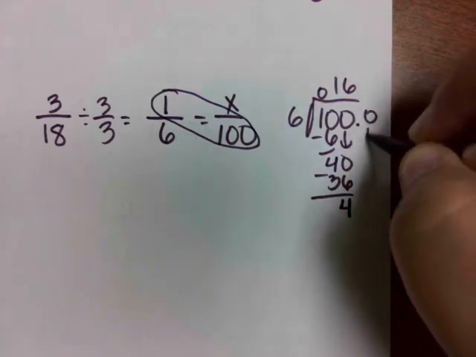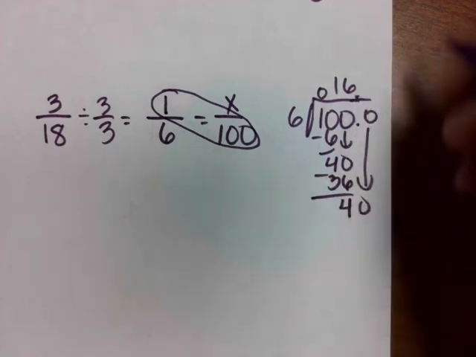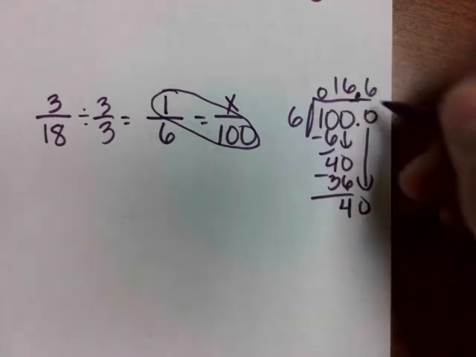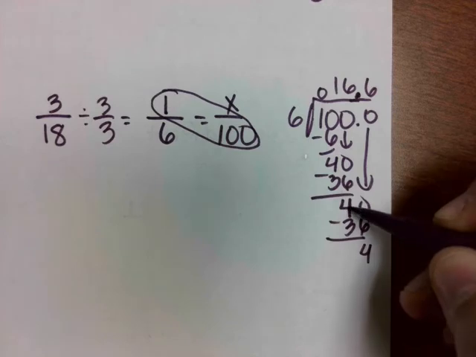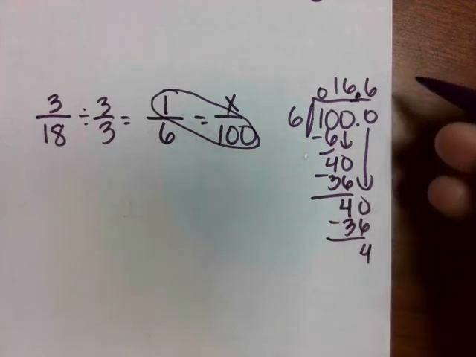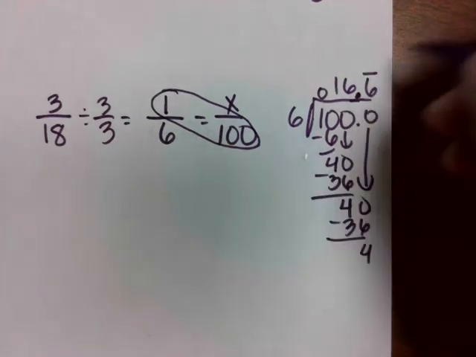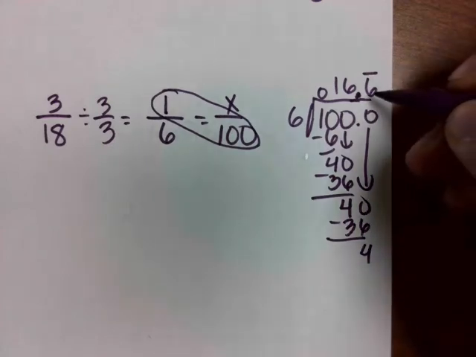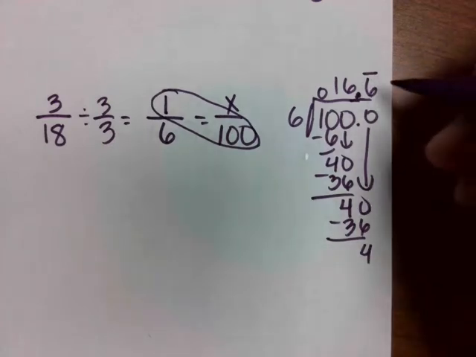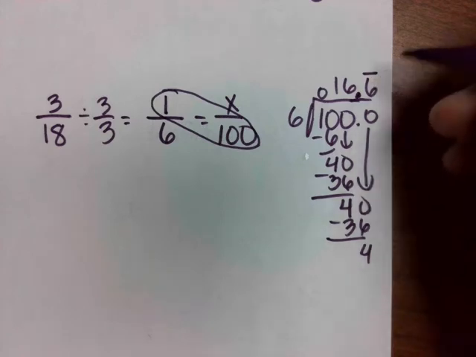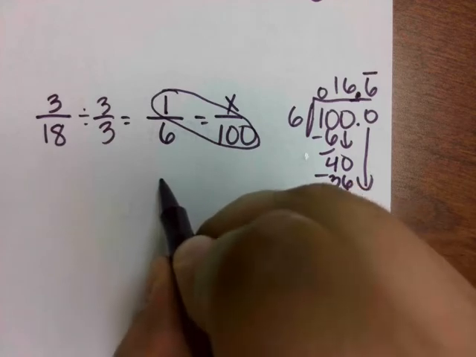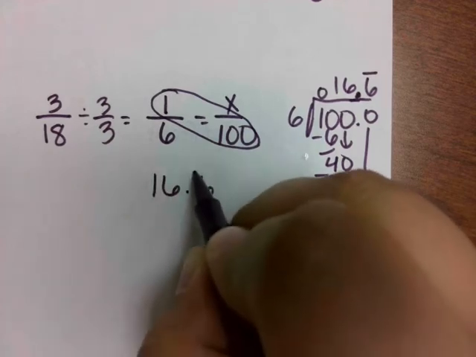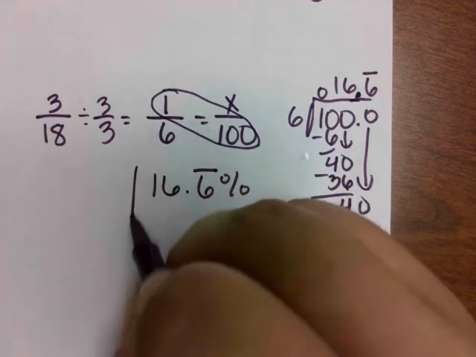Subtract, we get 4. Add a decimal and a 0, bring it down. 6 goes in 6 times, which is 36. So if you notice, it's going to keep on repeating. I'm going to keep getting a remainder of 4, and I'm going to keep putting 6s up here. So I'm actually done. I'm just going to put a repeating symbol on top. So remember, anytime you start dividing and the number starts to repeat, you put the little bar on top. It shows that it's repeating. So now we were dealing with percentages. It said what percent. So this is 16.6 repeating percent.